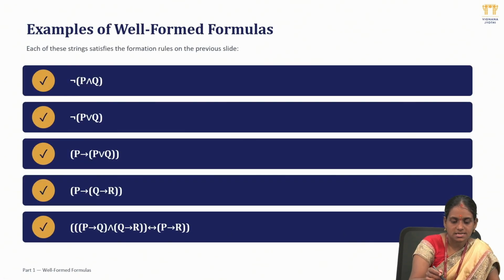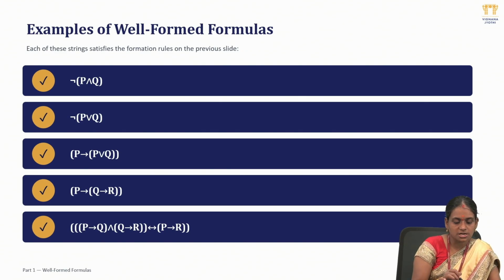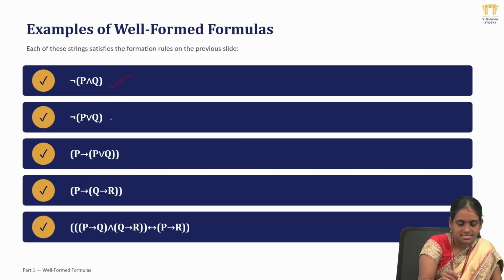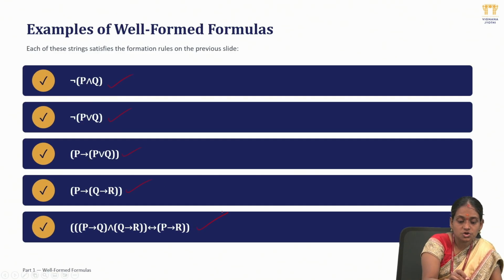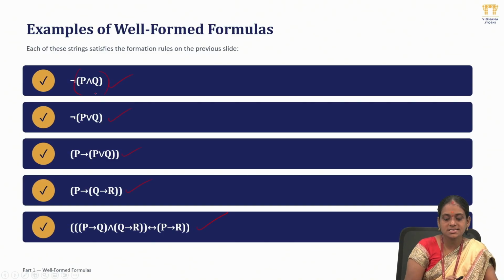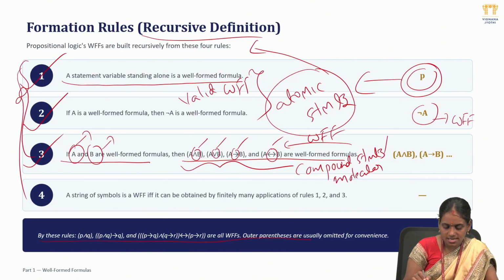And next, these are some examples of well-formed formulas. Let us observe each and every example: the first example, second, third, fourth and fifth. In addition to variables and connectives, we have used some parenthesis symbols. Already I noted here, parentheses are also used in the corresponding well-formed formulas.